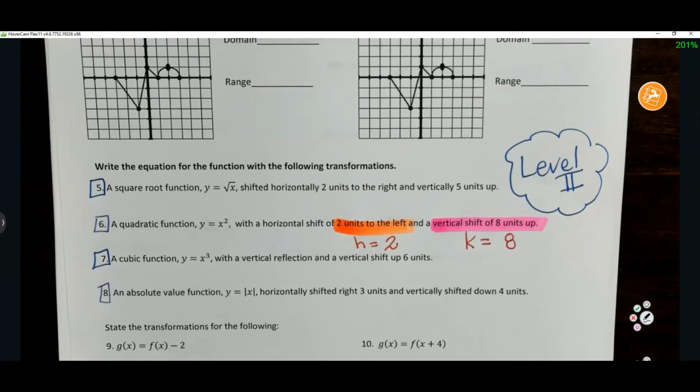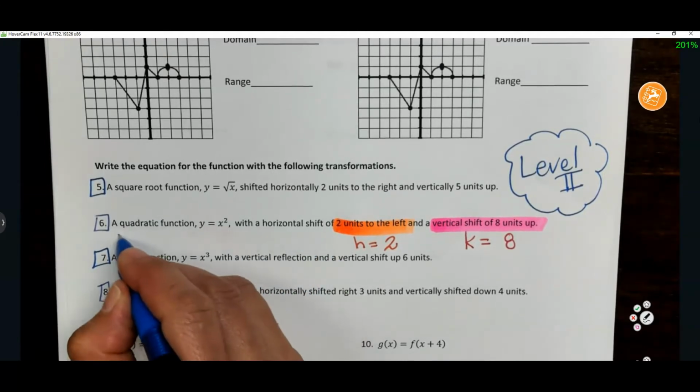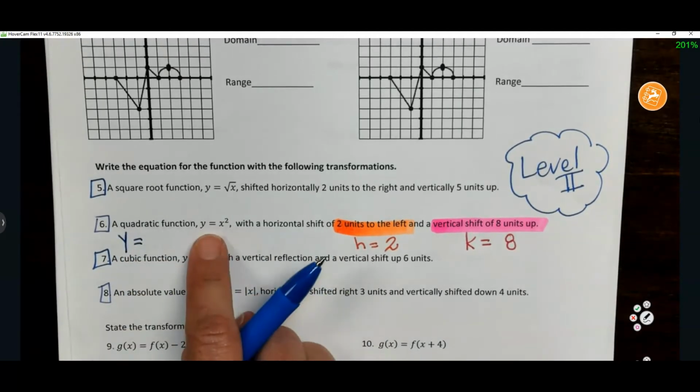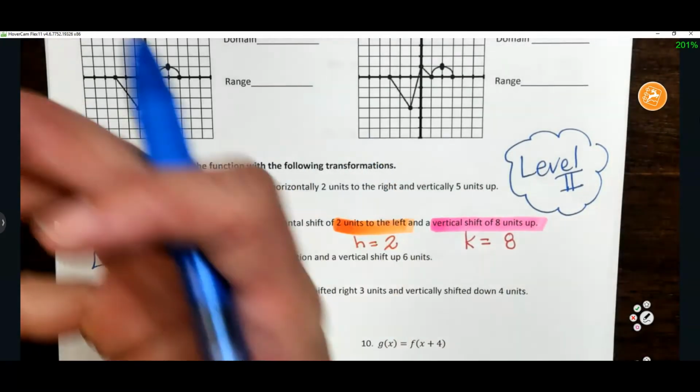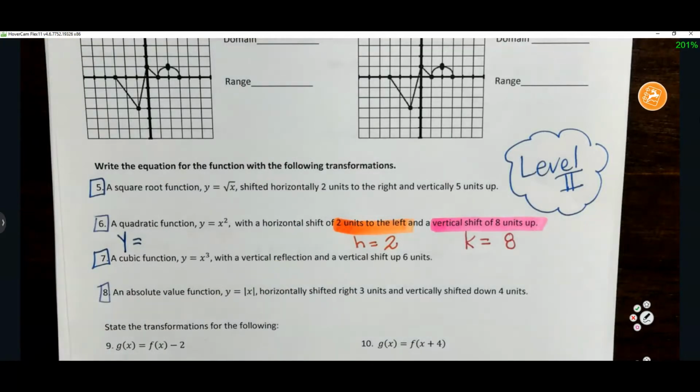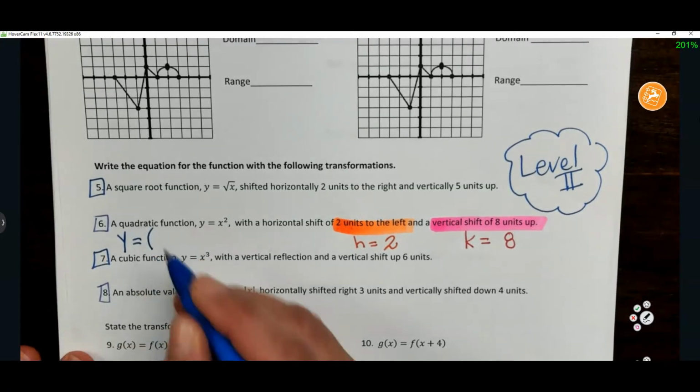Oh, oops, I read the wrong one. I guess I'm doing number 6 with you. All right, so to put this all together, we're going to write y equals, because that's what it started with. And then remember, guys, if you have an h value, you have to constrict it. It has to be bound to the x. And the only way that you can bind it to the x is you have to put it with a parenthesis. So I'm going to open parentheses.